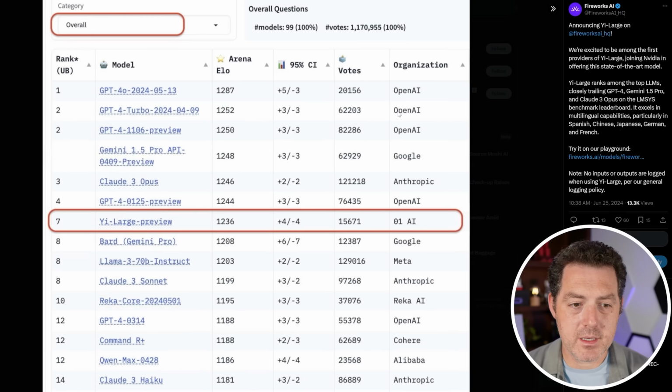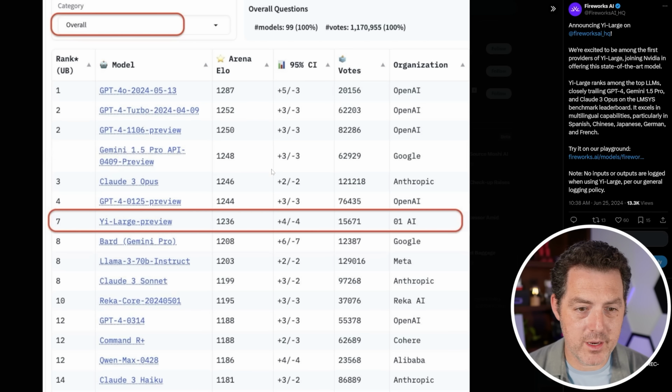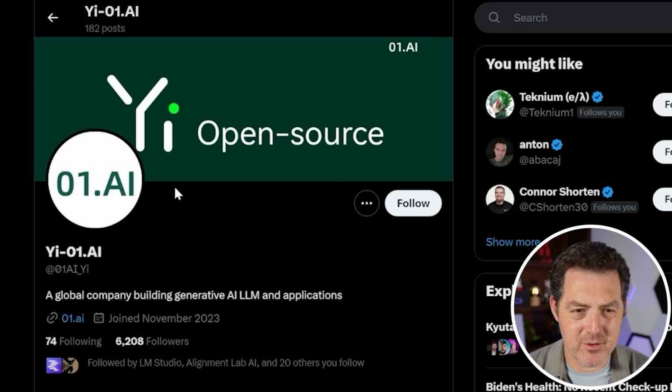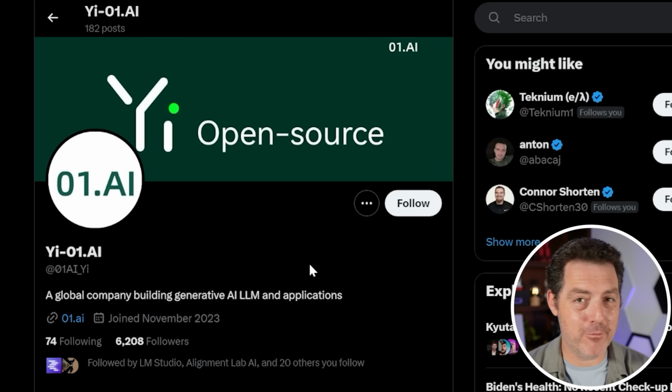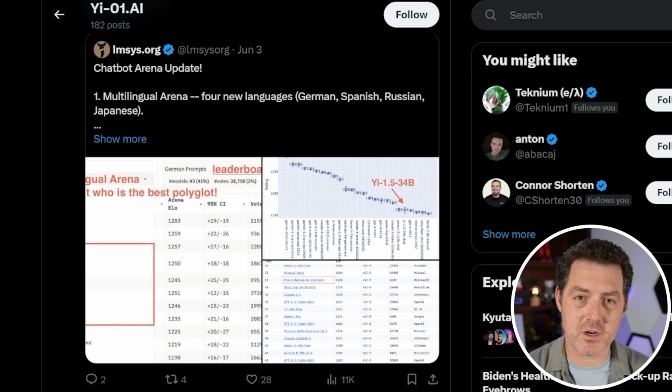So here is Yi Large on the Elo Arena. You can see it ranks way up there, number 7, alongside all of these frontier models. So O1.ai was founded about a year ago and they've been able to train a model in under a year that is competitive with frontier models. So very impressive. And they have smaller versions of this model, which are open source. All right, so enough talk, let's start testing.